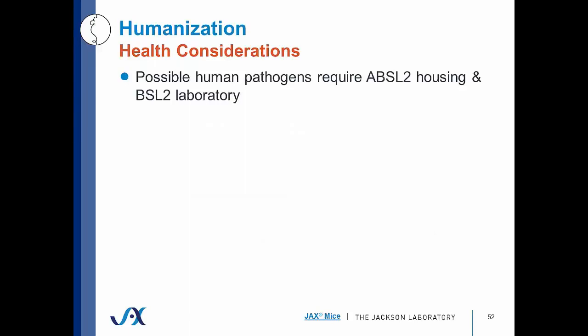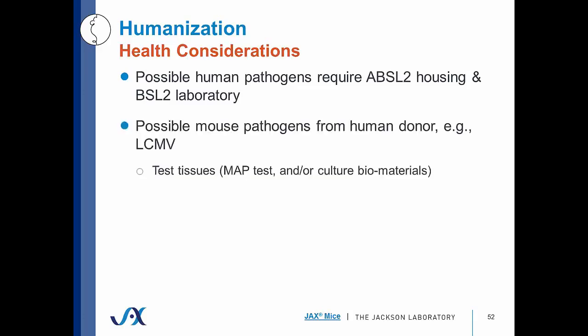Also, NSG mice, as we all know, have been used for humanization experiments and also for the engraftment of human tissues and cells, so there are possible human pathogens that can be present in these samples. That's why it's important when you're doing these kinds of experiments to use BSL-2 housing or a BSL-2 laboratory. Doing those in a laminar flow hood is important as well. Also, test for possible mouse pathogens from the human donor, for example LCMV, which can infect mice, so you'll want to test those tissues either by culturing or using MAP tests.